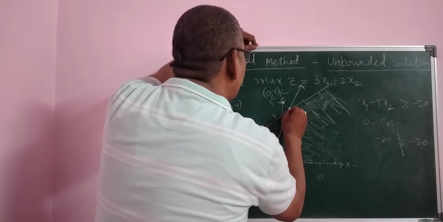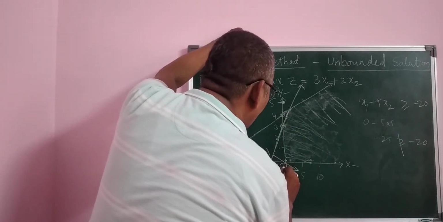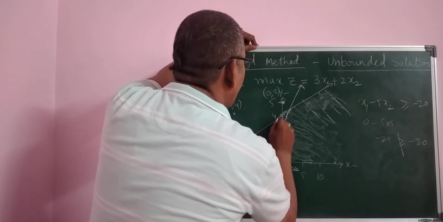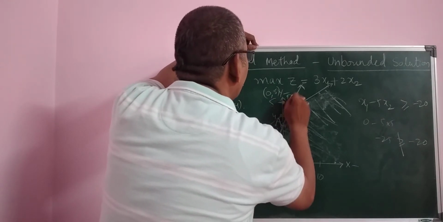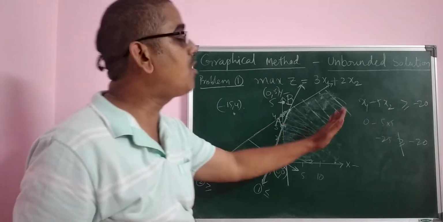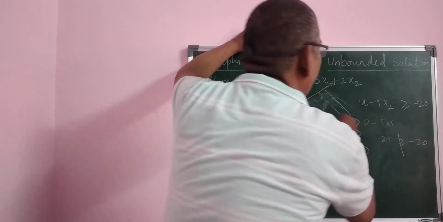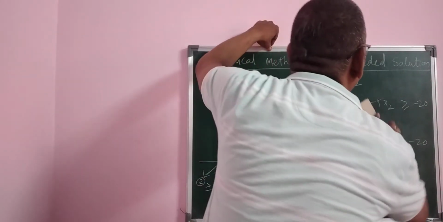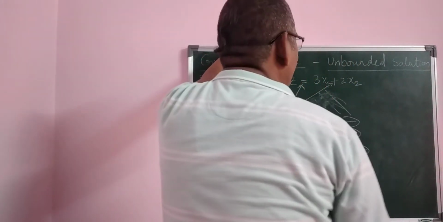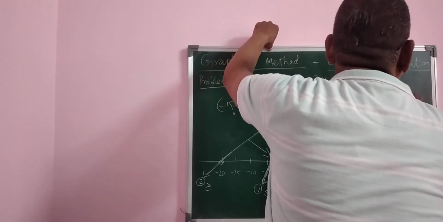Name the common region by its extreme points. Let this be O, this be A, and this be B. OAB is an unbounded region. You see here, there is no end to this particular region. This is called unbounded. Write down: unbounded region.